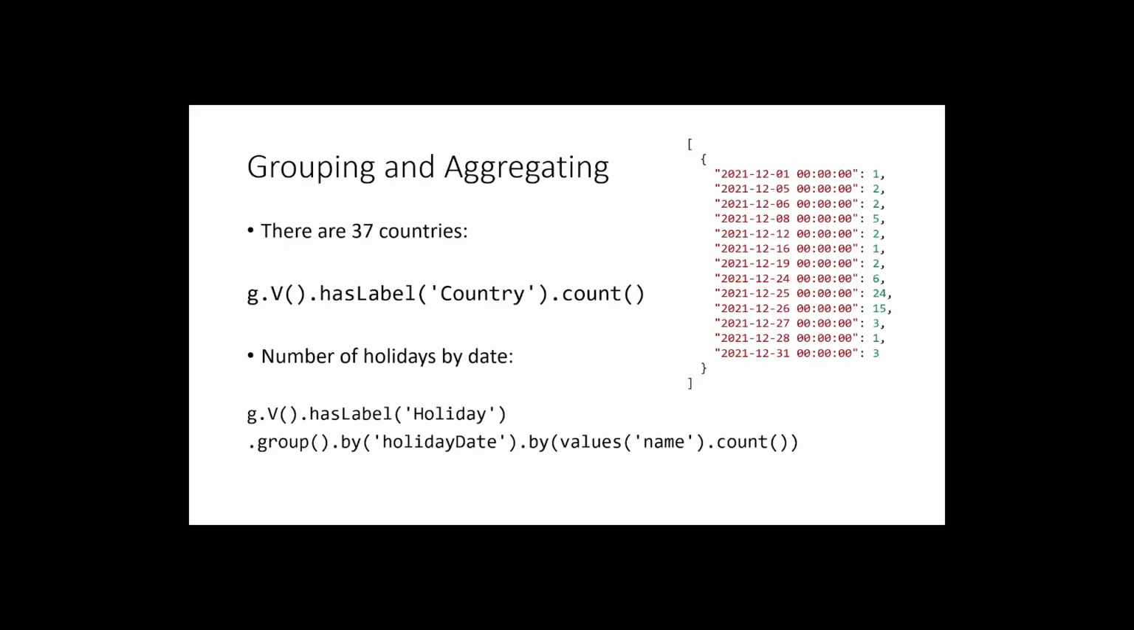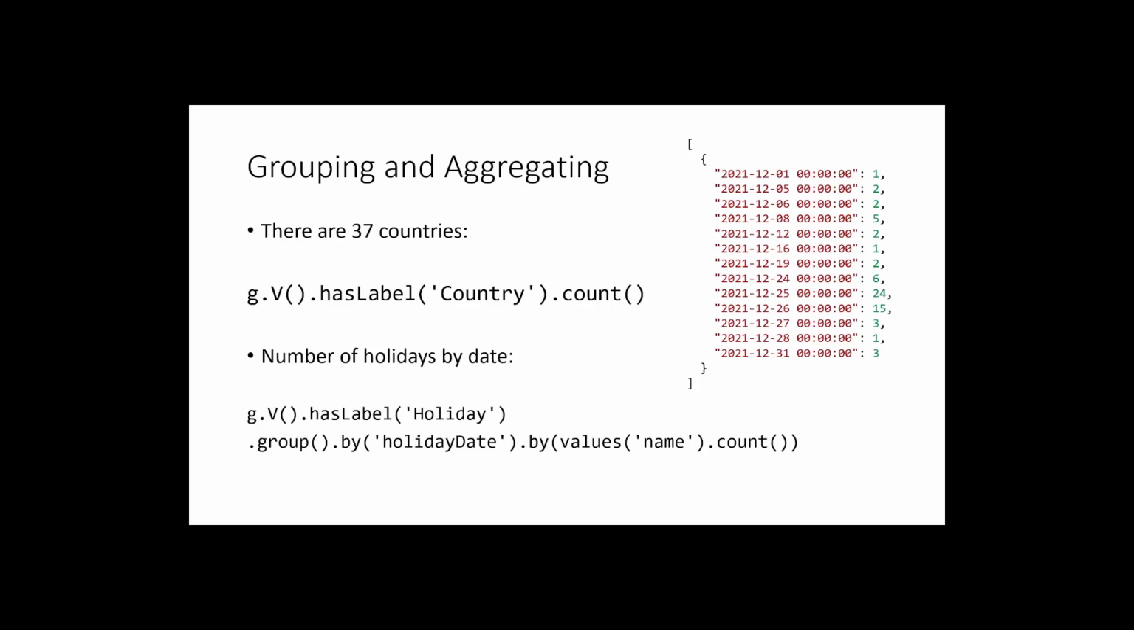For grouping and aggregating, the example I like to use for aggregating is count. There are 37 countries, so what I did is I did the get me all the vertices with the label of country. I called .count, and that gave me 37 as its result. The other example I'm using for aggregation is the number of holidays by date. So first I needed to get the holidays, so that's g.V.has label holiday. Then I want to group them by their holiday date. And then I want to count all of the names for each date. So then I do another .by the values of the name property and call count on that. So the first by off of the group is what field or what property I'm grouping by. And then finally I have the aggregation after that.